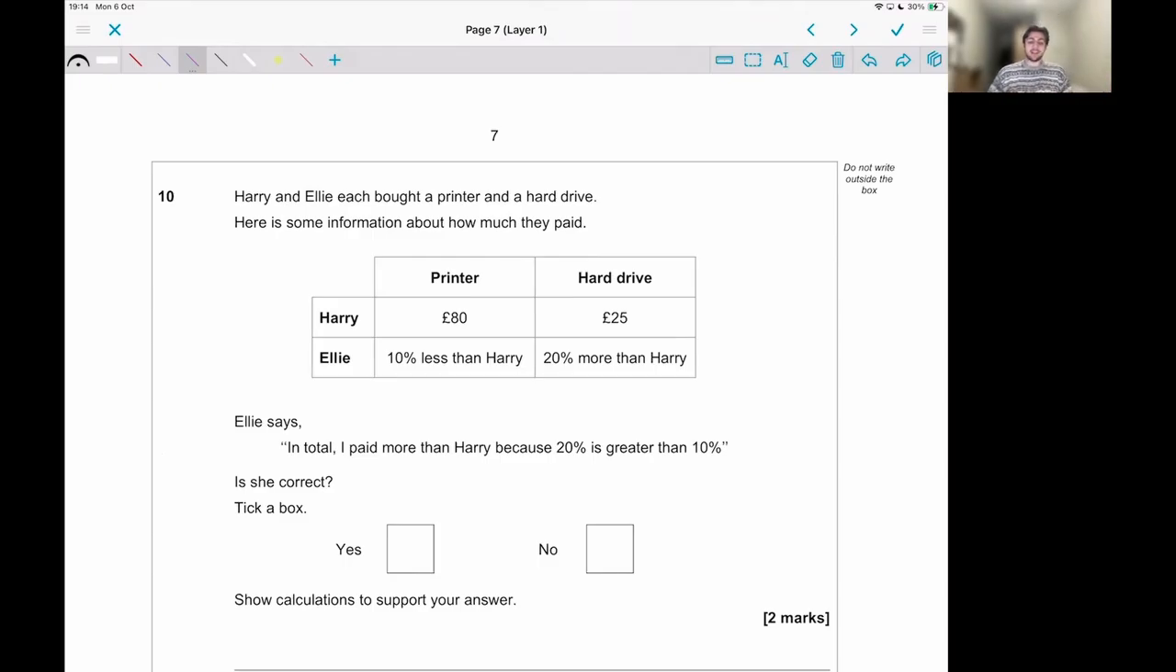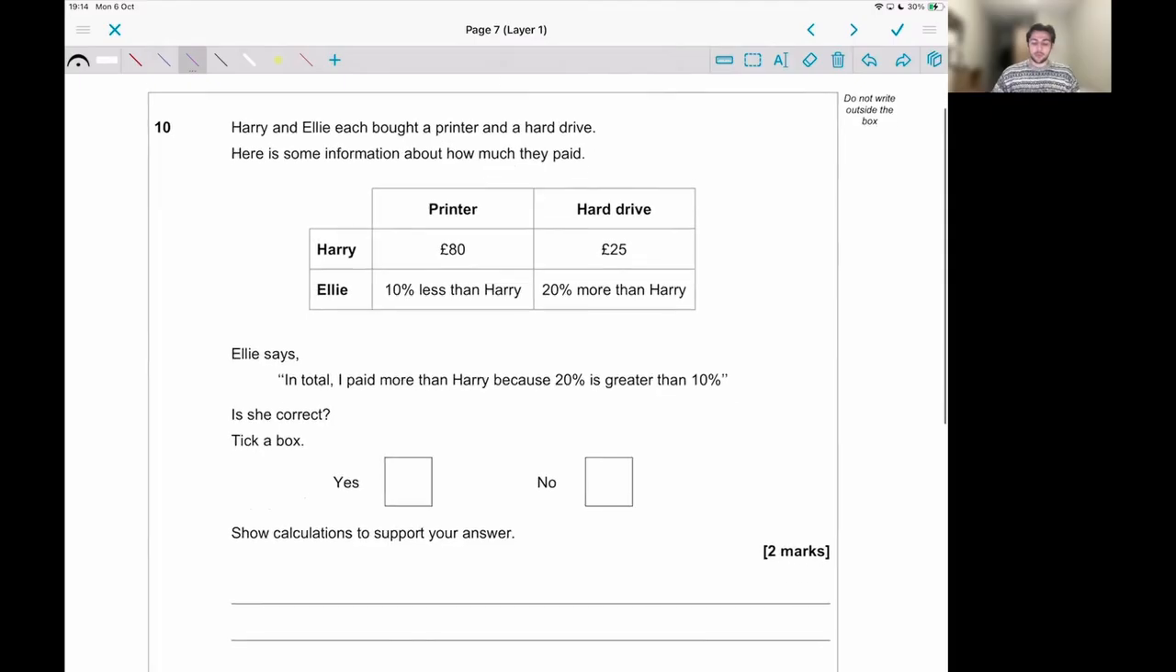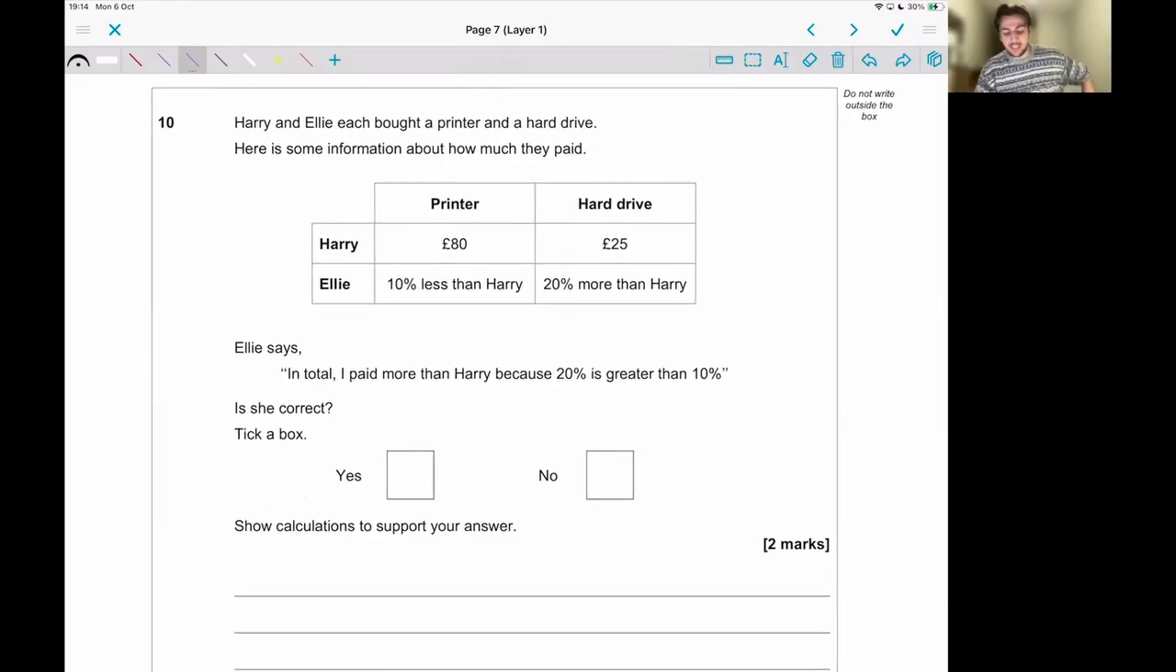So, Harry and Ellie each bought a printer and a hard drive. Here is some information about how much they paid. So we've got a two-way table here. We've got Harry and Ellie on the left. We've got printer and hard drive on the right. And we can see that for Harry, we've got nice and easy to read numbers. But for Ellie, the people setting the question have decided to give us percentages. So we're told that Ellie bought the printer for 10% less than Harry, and she bought the hard drive for 20% more than Harry. So Ellie says, in total, I paid more than Harry because 20% is greater than 10%.